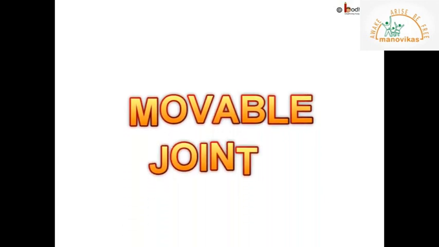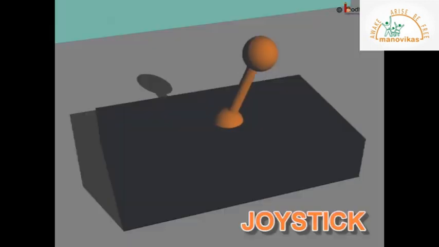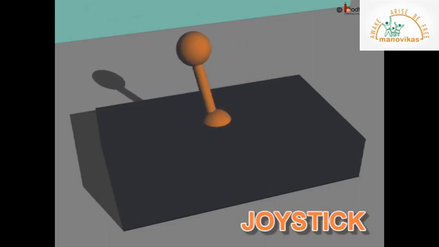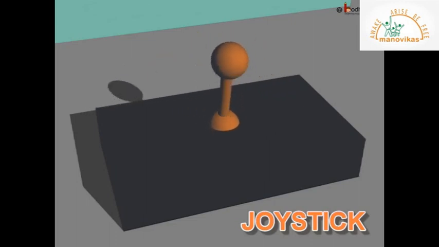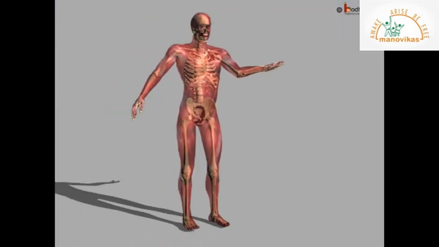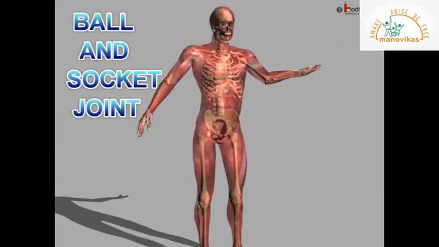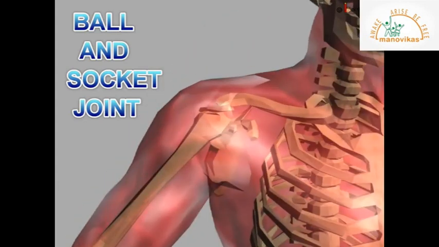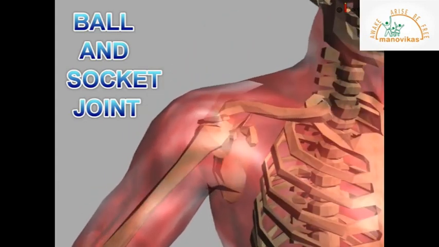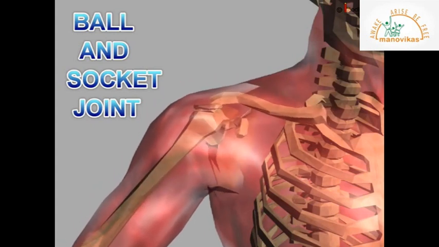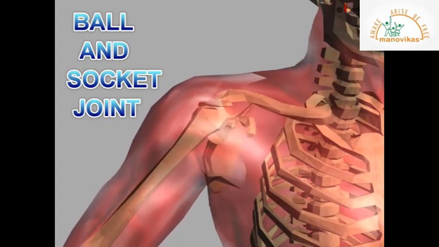The movable joints are the joints which can move. Not all movable joints can move in all the directions. Let us now see the various movable joints. Let us see the ball and socket joint. It allows the maximum movement. The round end of one bone fits into hollow part of another bone, hence the name ball and socket joint. Hip joint and shoulder joint are the examples of the ball and socket joint.